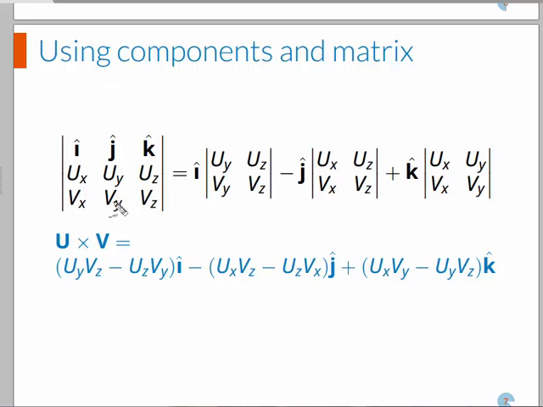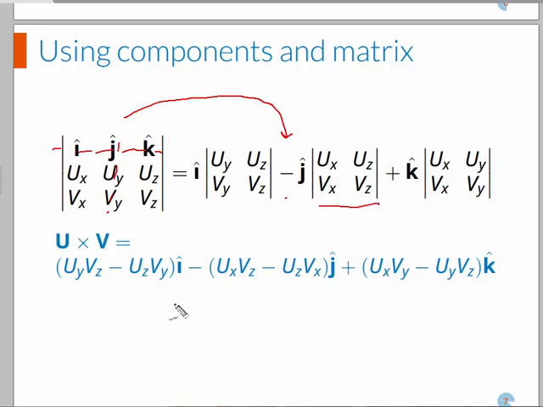Now repeat this for J. J, though, the second term in this 3 by 3 matrix, has a negative sign in front. The negative sign doesn't really belong with J. It has to do with the determinant of the cofactor matrix, but it's written like this. Okay, so negative J, and then mentally crossing off the row and column containing J, we end up with UX, UZ, VX, VZ, and that makes up this 2 by 2 matrix for J.